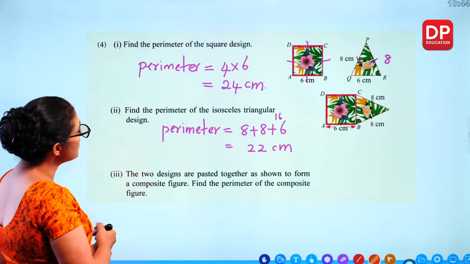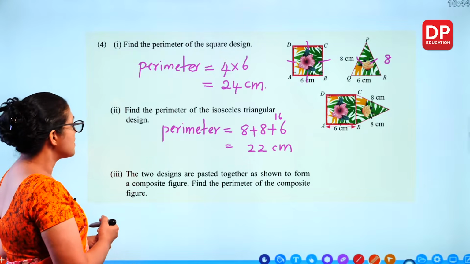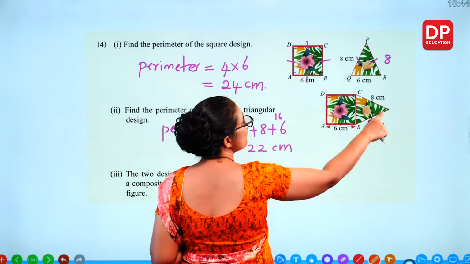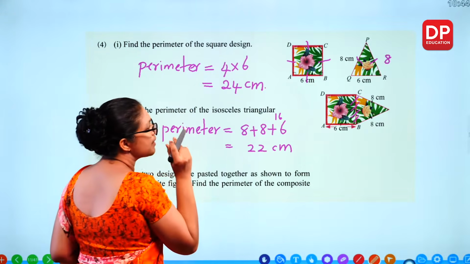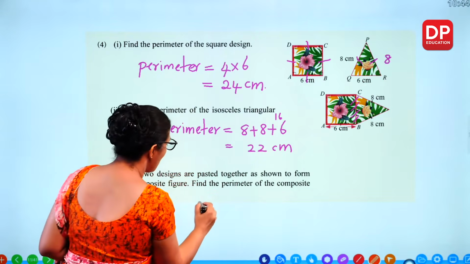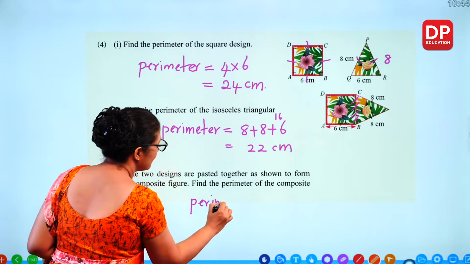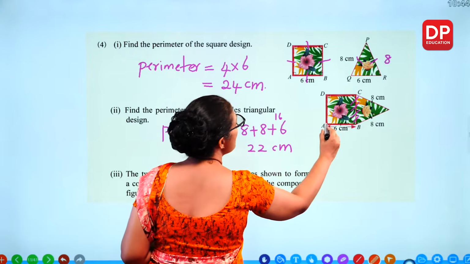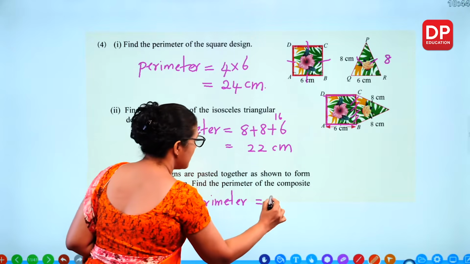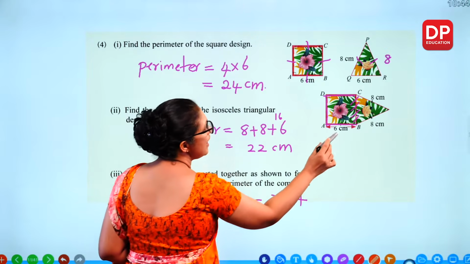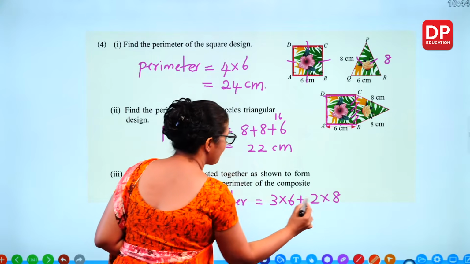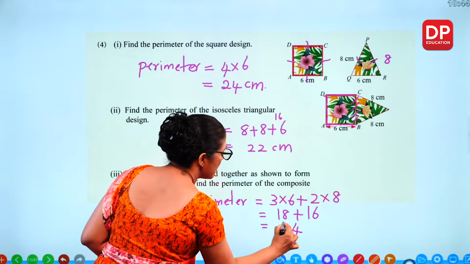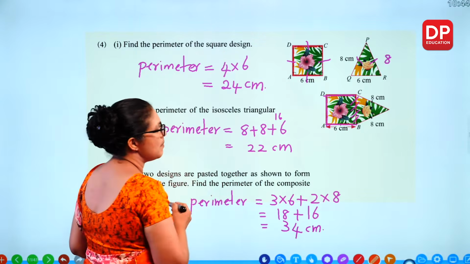The two designs are pasted together as shown to form a composite figure. Find the perimeter of the composite figure. So when you are asked to find the perimeter, this length we are not taking. So what are the lengths we need to add? So we need to add 6 how many times? 1, 2, 3. 3 times 6. How many 8s? 2 8s. 18 and 16. 34 centimeters.